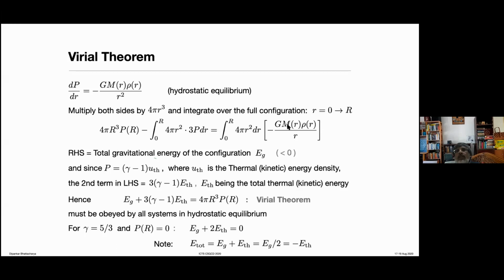So minus G M(r) rho(r) over r is the gravitational potential energy per unit volume at the radius r. So multiplied by 4 pi r squared dr and integrated over the full star, this gives us the total gravitational binding energy of the system. So this is the total gravitational energy of the configuration, E_g, which is a negative quantity.